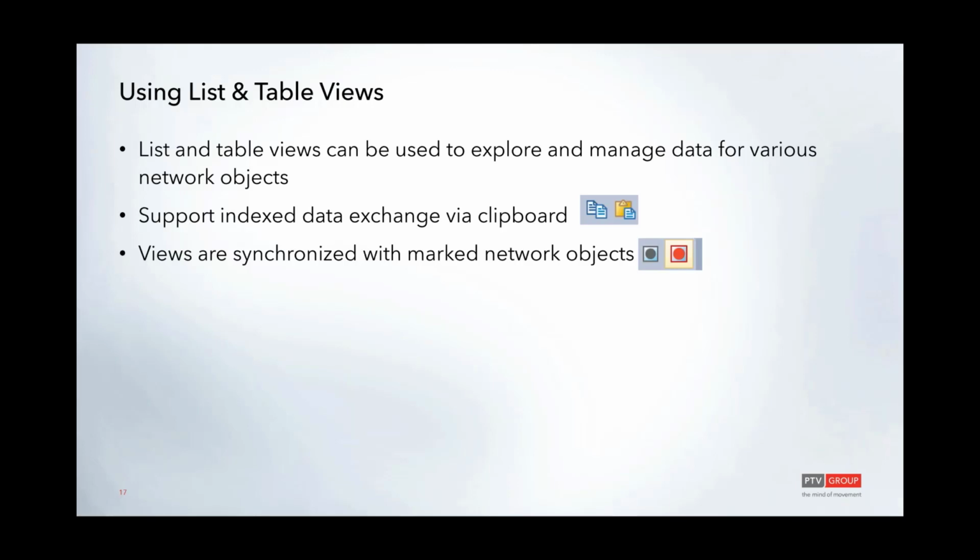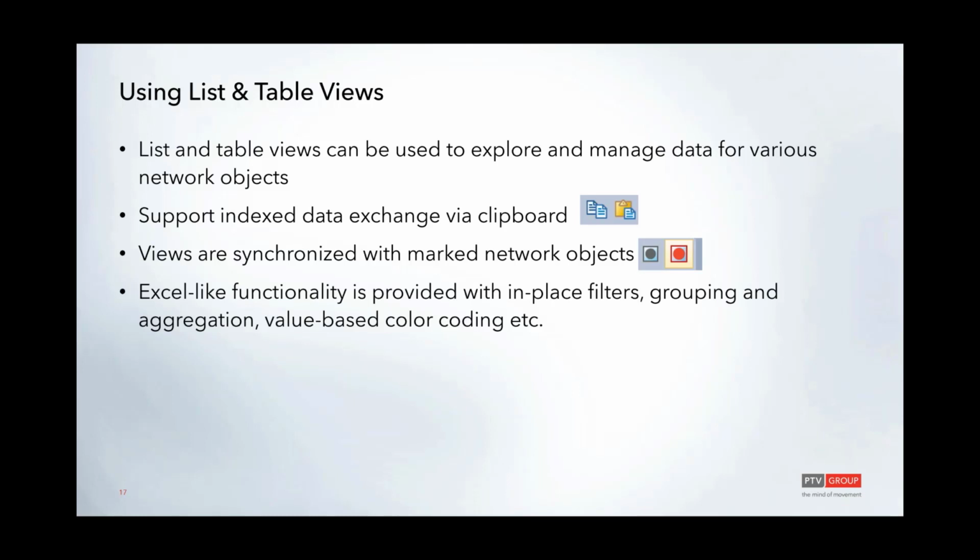Then you have the listing synchronized with the network view. So this way, if you have the synchronization checked on, as you click in the listing, the network object corresponding to that selected row is highlighted in Visum, so you can go examine and troubleshoot network objects like that. We try to provide as much Excel-like functionality in these listings, which includes in-place filters, grouping and aggregation, as well as value-based color coding of the list view.